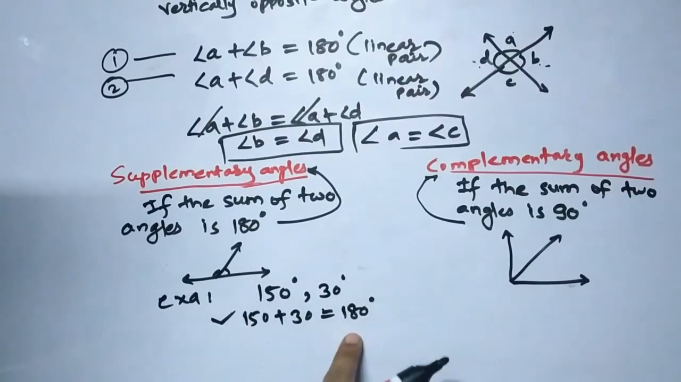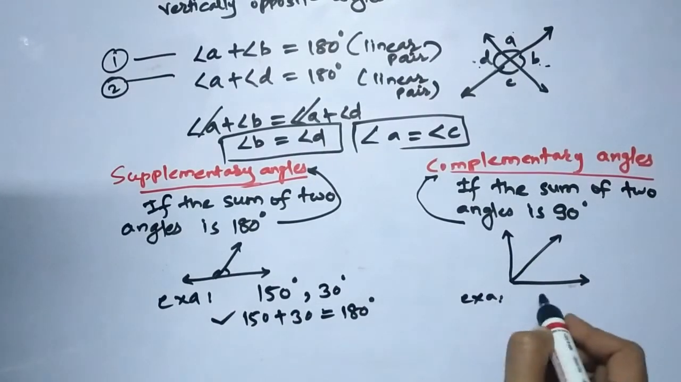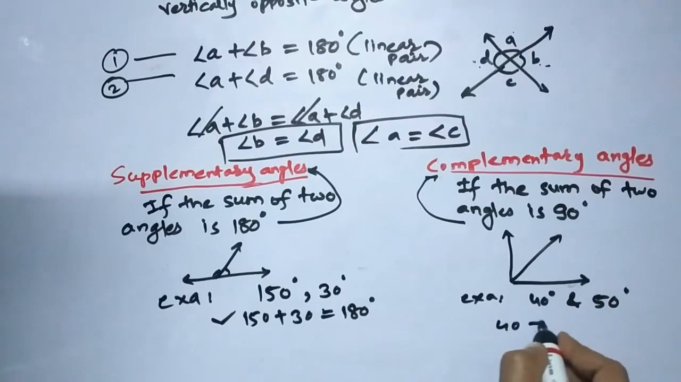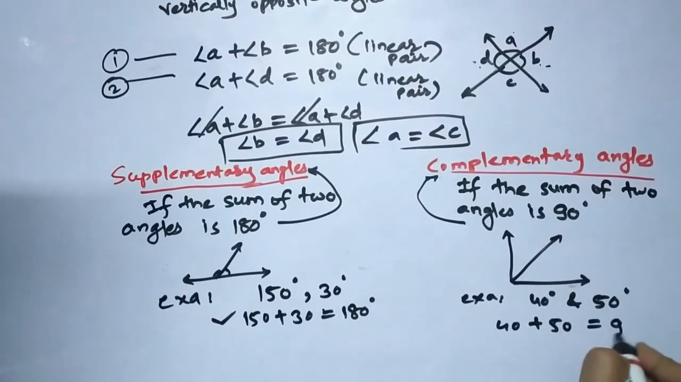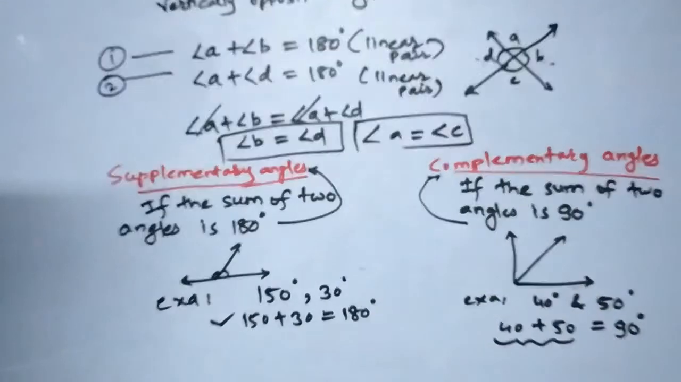So in this case, they are supplementary angles. Here, angles with measures 40 degrees and 50 degrees: one angle is 40 degrees and another is 50 degrees. If you add 40 plus 50, you get 90 degrees. So these two angles are called complementary angles.